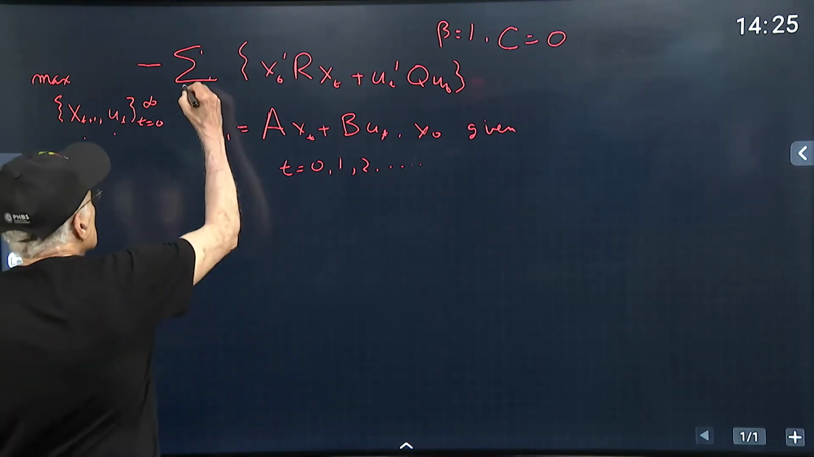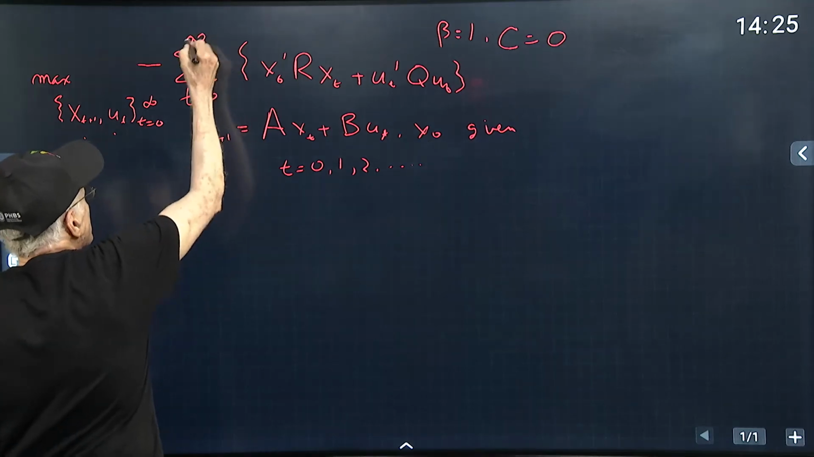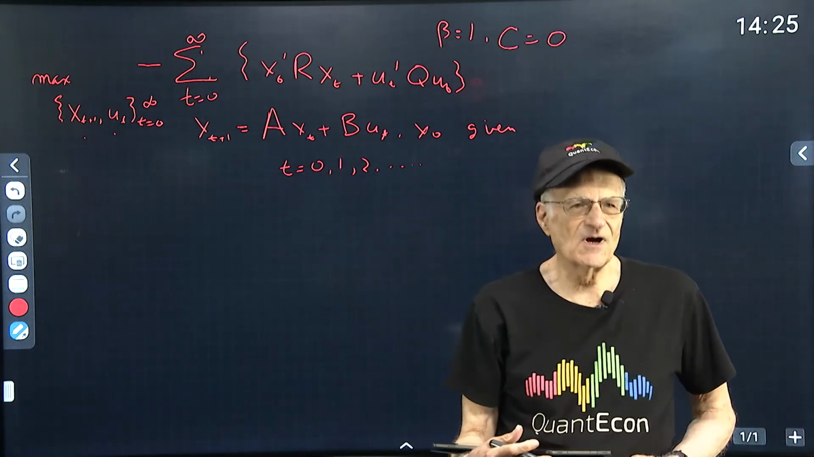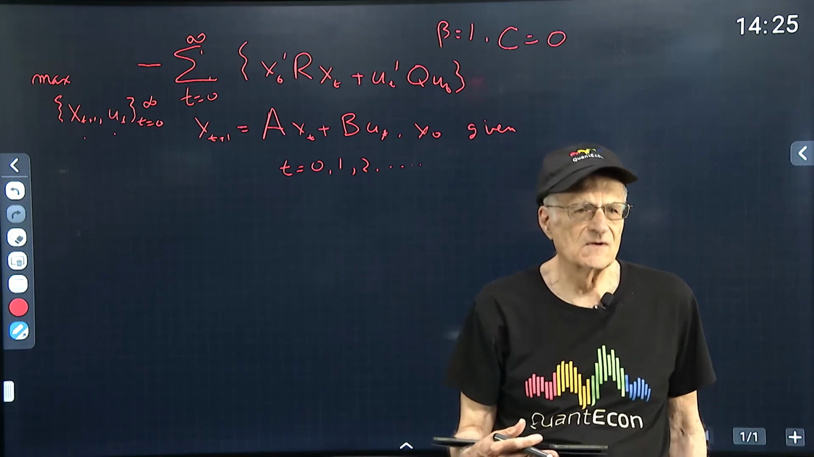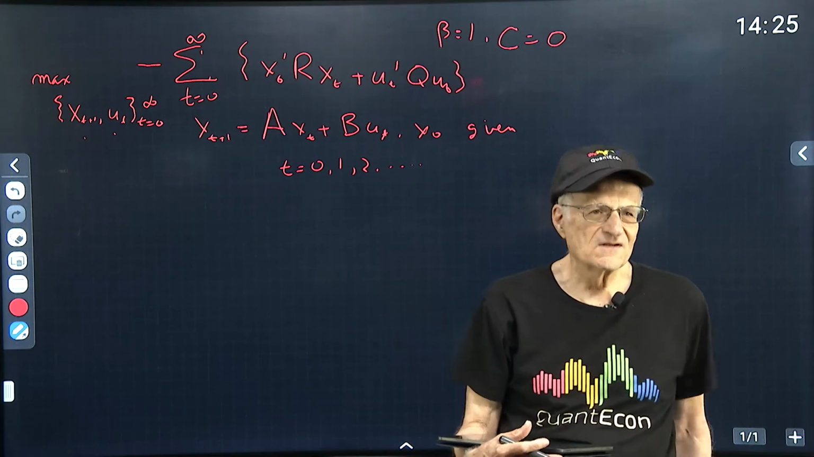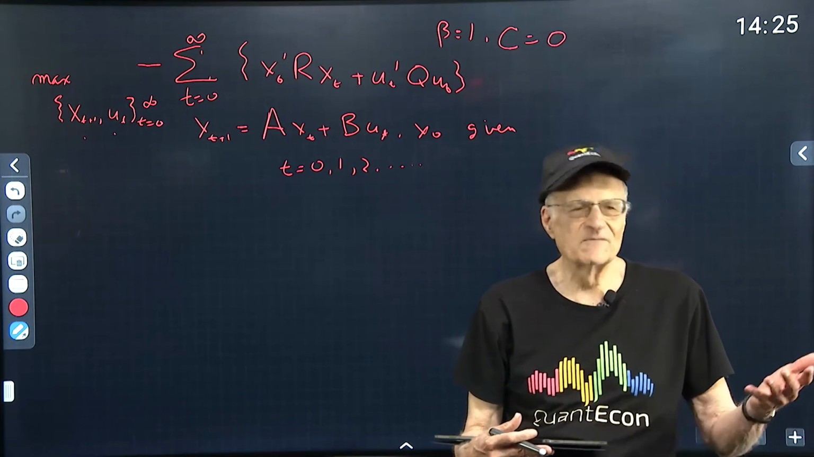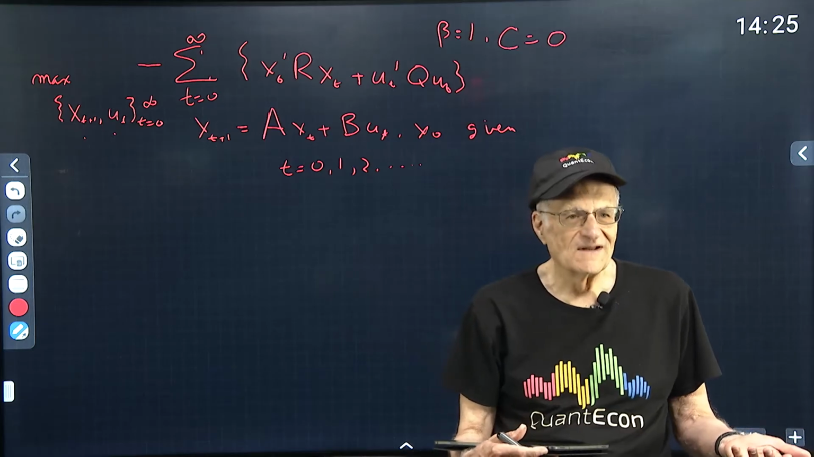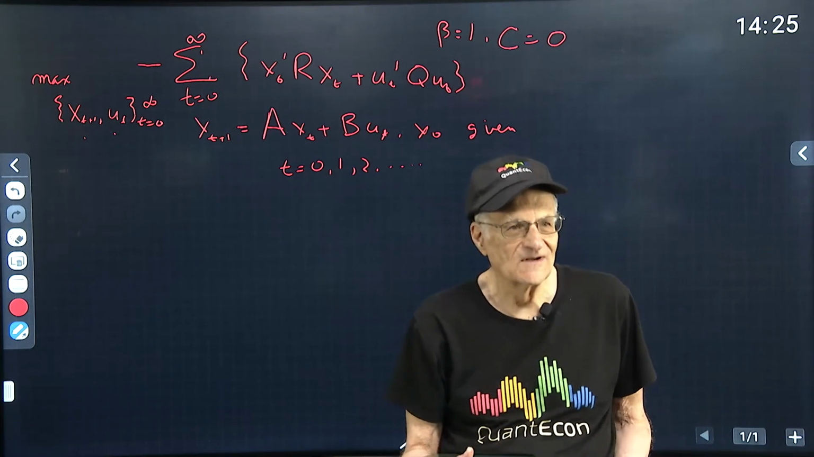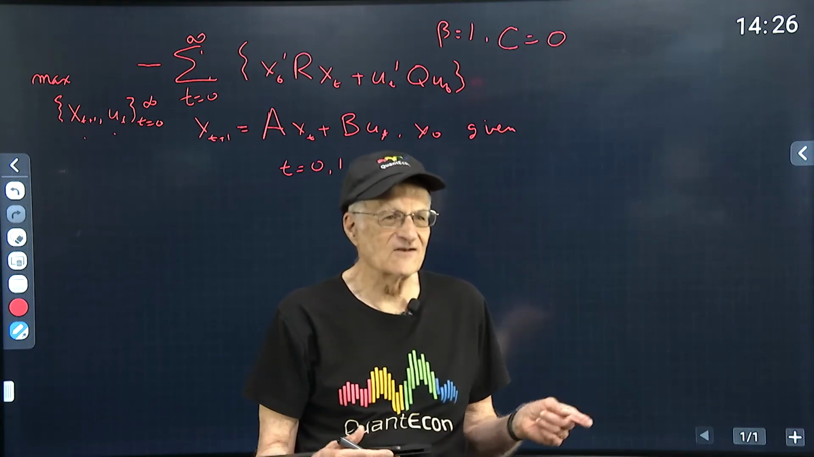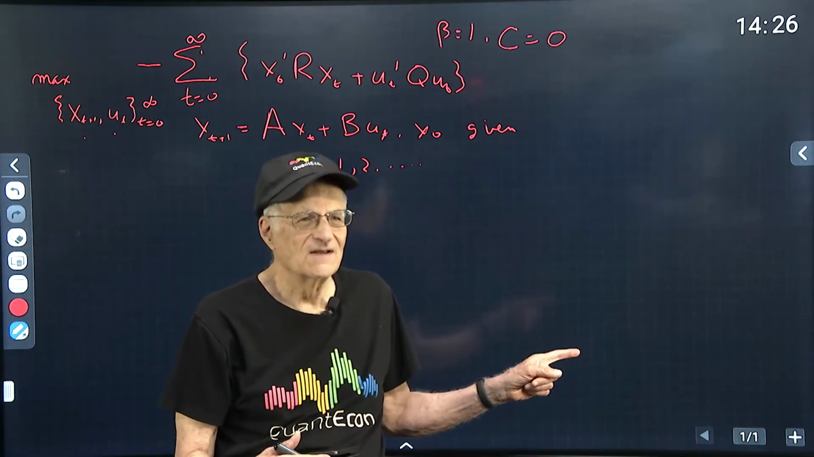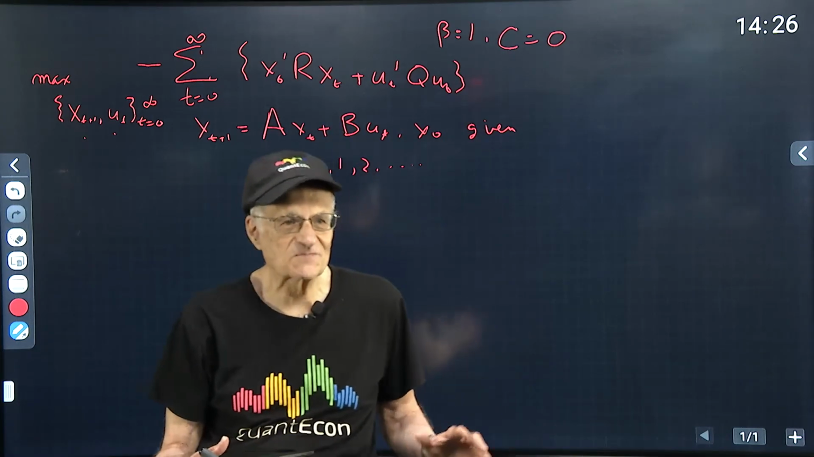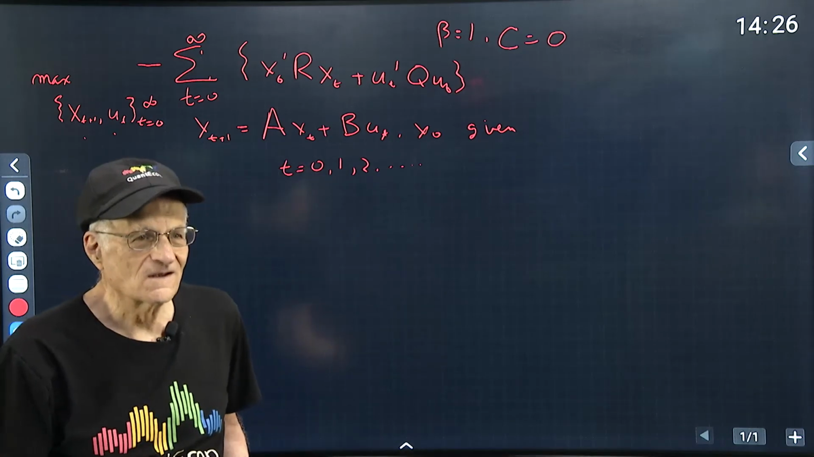And I forgot to tell you, I want this sum to go from 0 to infinity. And just to warn you, this could be a very nasty problem. It could be so nasty that there's no solution to it. It could easily be that the maximum value of this thing is negative infinity. That's the best you could do, which is a disaster. There's going to have to be some conditions on A and B, and maybe even R and Q, that keep us away from that disastrous possibility. And we're going to see that.